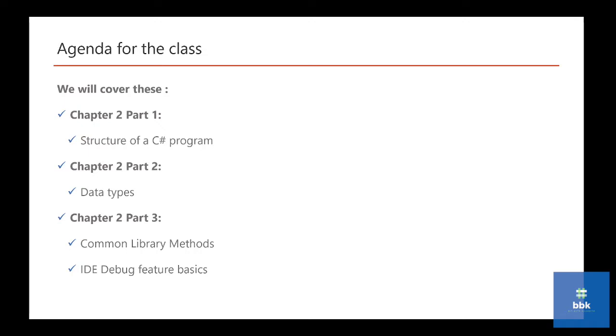In part 3 of this chapter 2, we will be talking about some common library methods. These are the ones which you will be using day in and day out when you are programming in C Sharp. We will also see some of the basic features of the IDE, like how you debug, how you place a breakpoint, and we'll also talk about how you can import external libraries and use them in your project. So with that, let's get going.